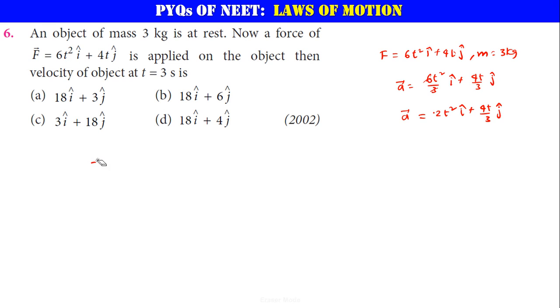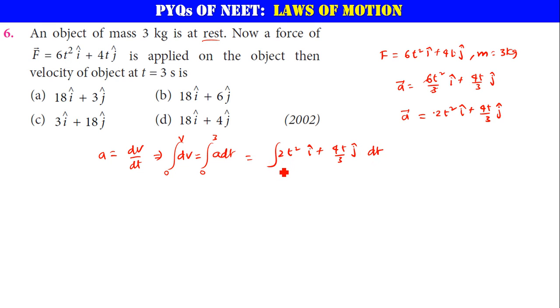What is acceleration, by the way? Acceleration a is equal to rate of change of velocity. So dv will be equal to a dt. Initially the system was at rest, so initial velocity is 0, final velocity is v, and the time is, let us say, initially at t equal to 0 the system has been started, and time t is equal to 3 seconds here. What is a here? v is the integral of 2t square i cap plus 4t by 3 j cap dt.